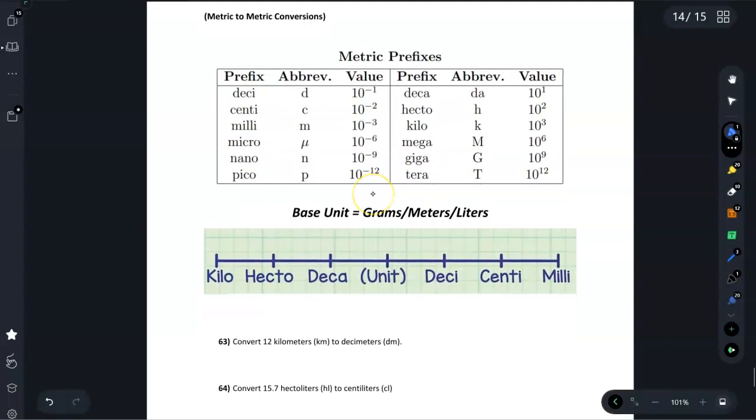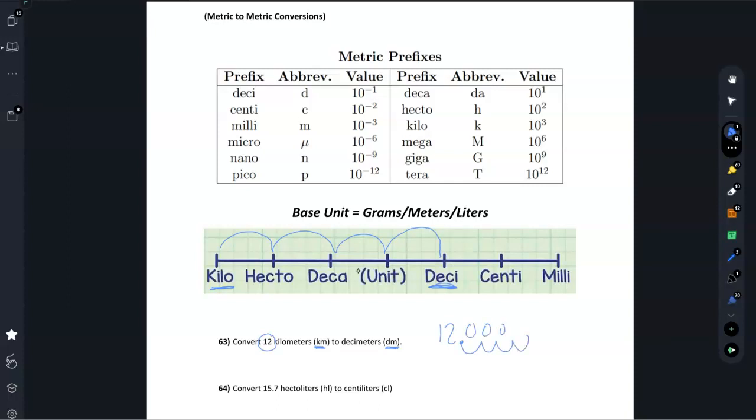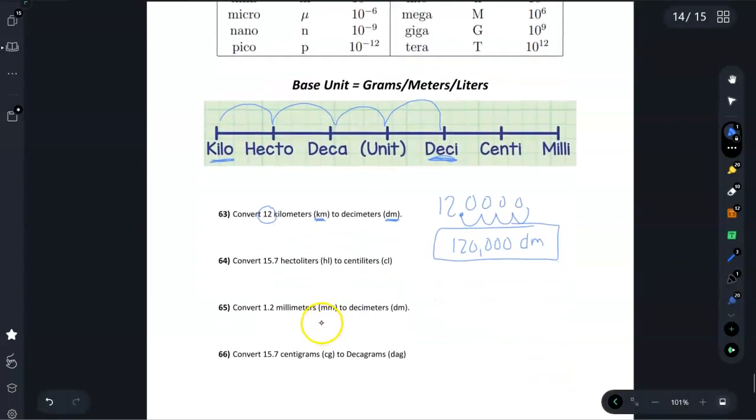All right, and then the last section that I'm going to discuss in this assignment, at least, is metric conversions. I first started with the saying King Henry died drinking chocolate milk, or using this number line, and then I taught you a more mathematical way to do it. But if I'm going from kilometers to decimeters, kilometers are here, decimeters are here, and I was simply counting 1, 2, 3, 4 times to the right. So I grab my value, I grab the decimal, and I move it the same direction and the same amount of times, and then I go back and add zeros. So this would be 120,000 decimeters. All right, 12 kilometers is 120,000 decimeters.